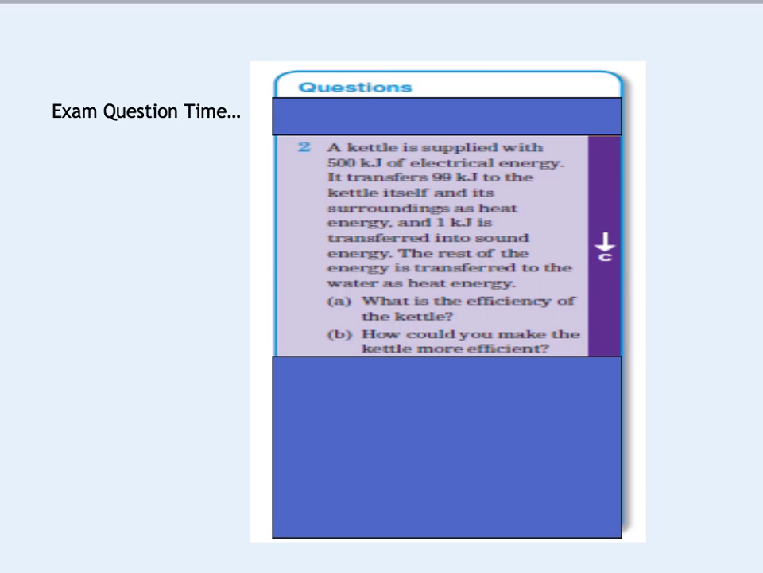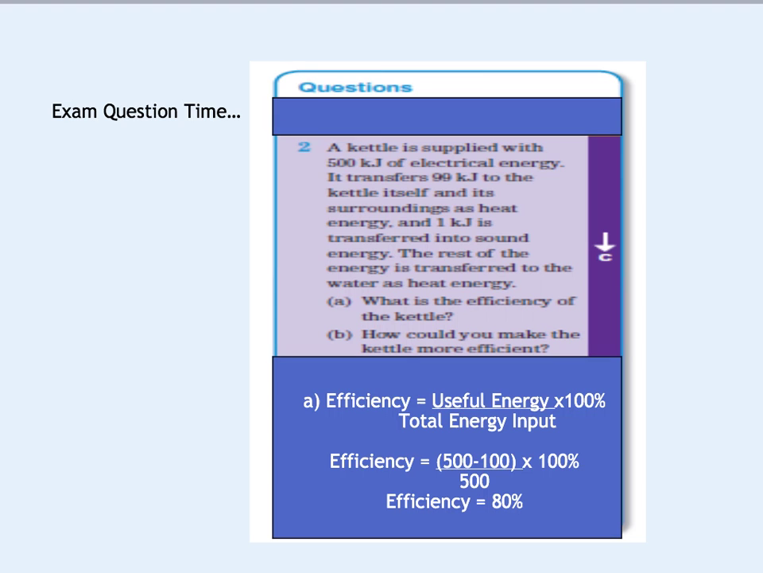Right, you've had your chance to work it out. Let's have a look at part one. So you go back to that original equation. Efficiency is useful energy out divided by total energy in times 100. So we know that you're being supplied with 500 kilojoules. That's your total energy input. If you add together the two wasted energies here, you've got 99 and 1, so that gives you 100.